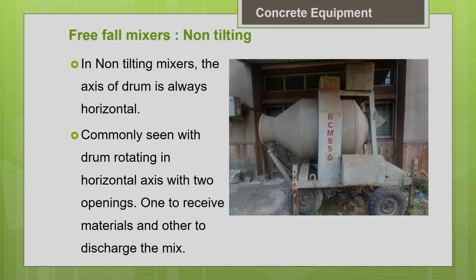Okay, so the next is about the free fall mixers, non-tilting type. Here I cannot change the angle of inclination of the drum. You can see that the axis of the drum is always horizontal. And commonly you can see this with two openings, one for feeding in the material and one for discharging the concrete out. So this is a common configuration you can see for the non-tilting type.